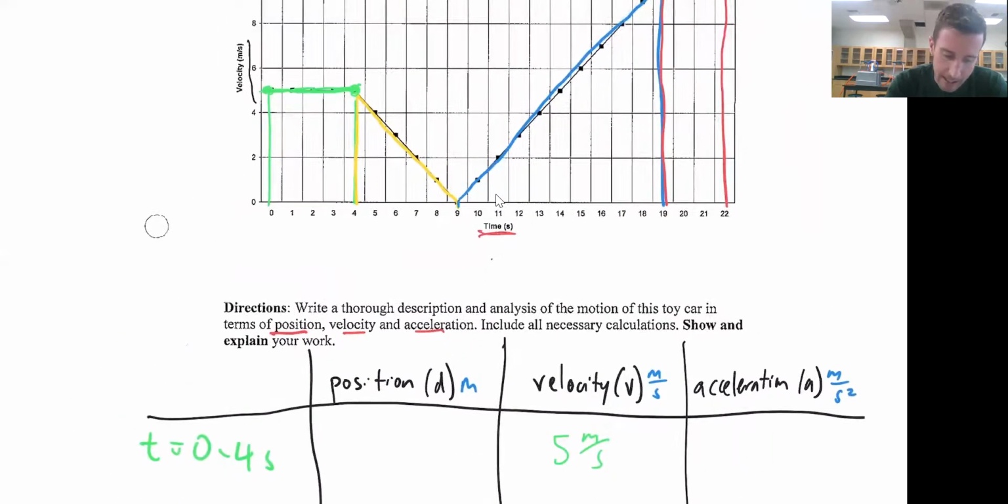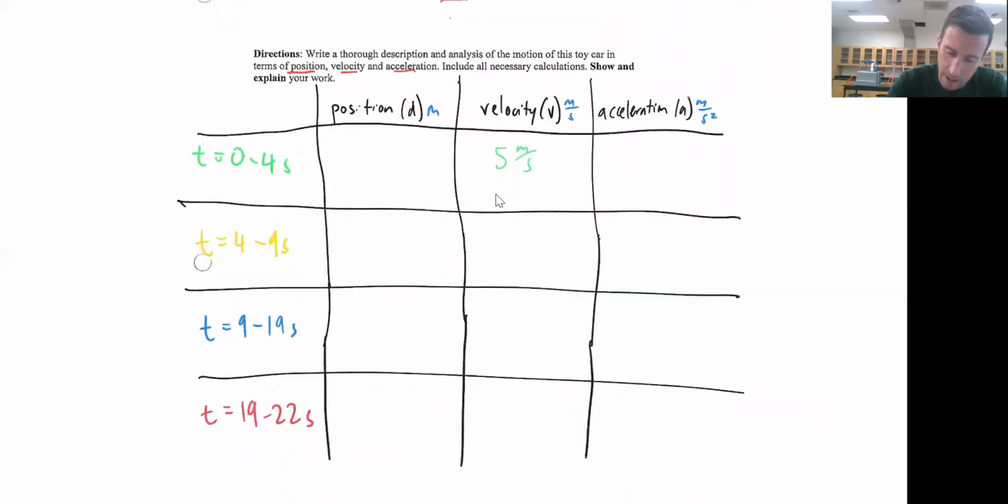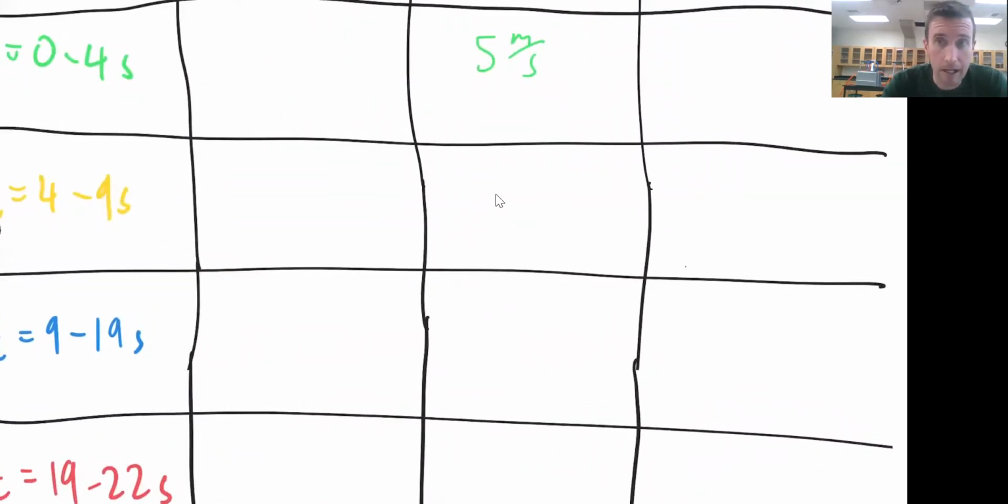Then for the next section right here, it starts at time 4, and it's 5 meters per second, right? And then it goes down, and at 9, it hits the x-axis, so that's 0 meters per second. So the velocity for this next section is slowing from 5 meters per second to 0 meters per second, right? So it's coming to a stop, going from 5 down to 0.